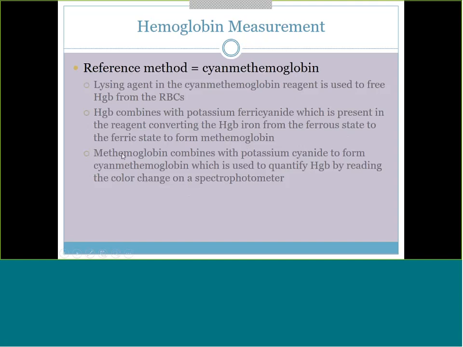And then we take the methemoglobin and combine it with potassium cyanide, and that's going to form cyanmethemoglobin, which actually can be a color change. Cyan, I think cyan is a blue color. I could be wrong now. But anyway, it makes a color change, and of course, spectrophotometers read color change based on wavelengths. So that's how we can measure hemoglobin. So I would know those basic steps for this methodology.